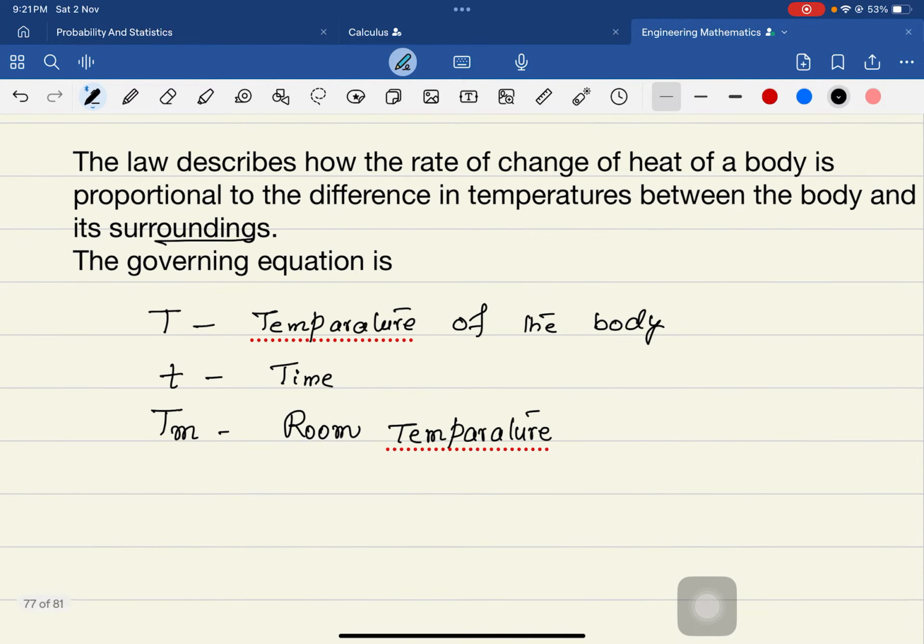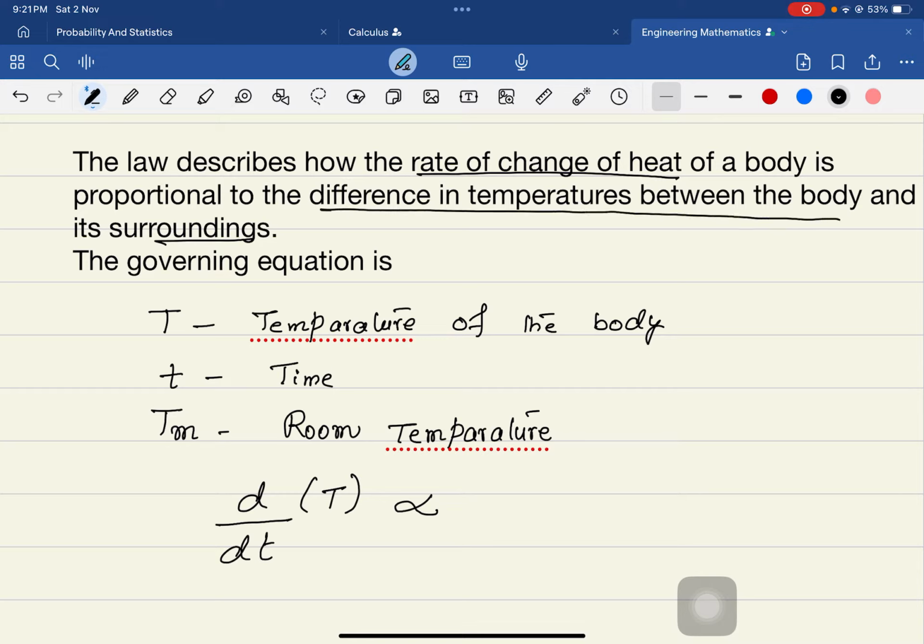Okay. So this is Newton's law of cooling. What it says is the rate of change of heat with respect to time. That is d by dt of what? The temperature, that means capital T. And that is proportional to the difference between the temperatures of the body and its surroundings. So that means the temperature and the room temperature, that is the difference.